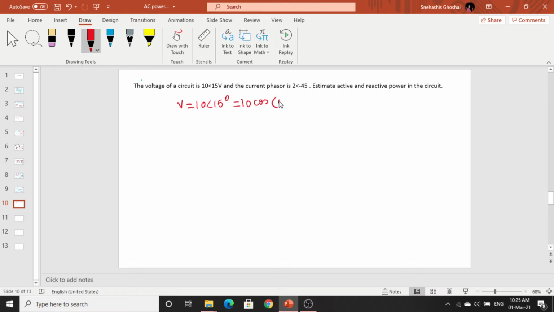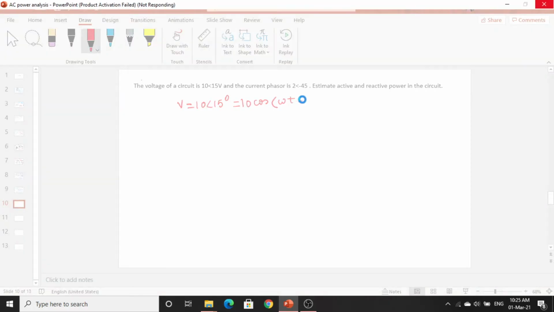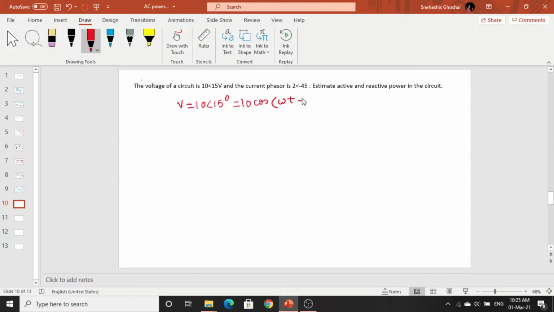Ten cos omega t plus 15 degree, and the current is 2 cos omega t minus 45 degree. So here phi 1 is plus 15 and phi 2 is minus 45. Clear?